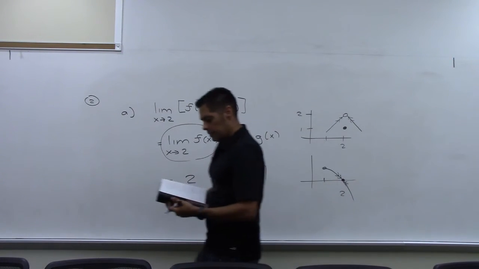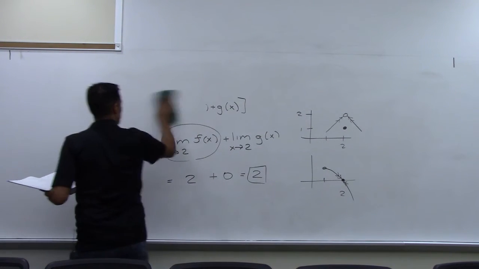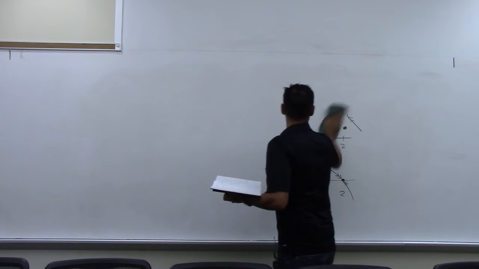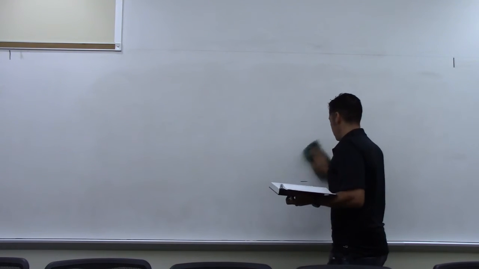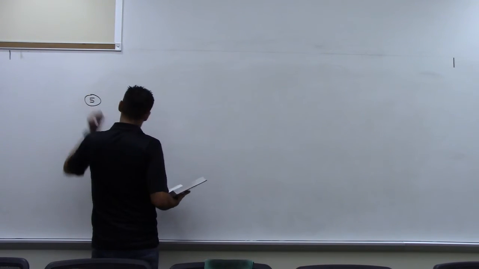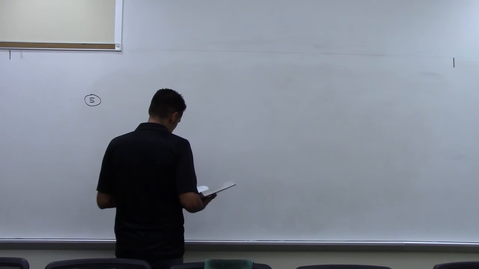All right, we'll move on to number 5. I'm not trying to rush through these, but there's a lot of work that needs to be done on these later problems, so 5. All right, evaluate the limit and justify each step by talking about the limit laws.